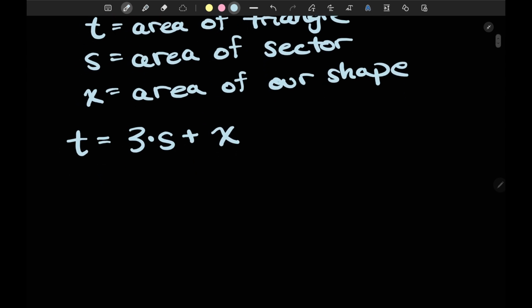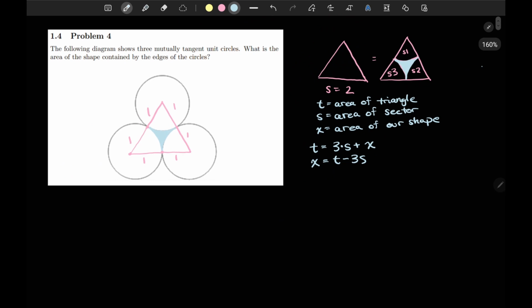So in order to find the area that we need to answer the problem, we can just subtract 3S from both sides, and that'll give us X = T minus 3S. So this way, instead of directly finding the area of that shape in the middle, we can find the area of other pieces that are a little bit easier to think about and find it indirectly that way. So let's start off by thinking about the value of T.